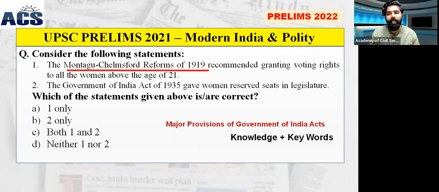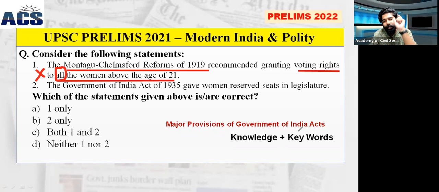The first statement is about the voting rights of women, and there is a keyword, all the women above the age of 21. We have studied that in the 1919 Act, a voting right was given to women, but not to all women. The keywords I already mentioned, like all, always, completely, entirely, in most cases go wrong. So here the keyword was the word all. If there were no word all, giving the voting right is correct, but all the women above the age of 21, because of the use of this keyword, it went wrong.